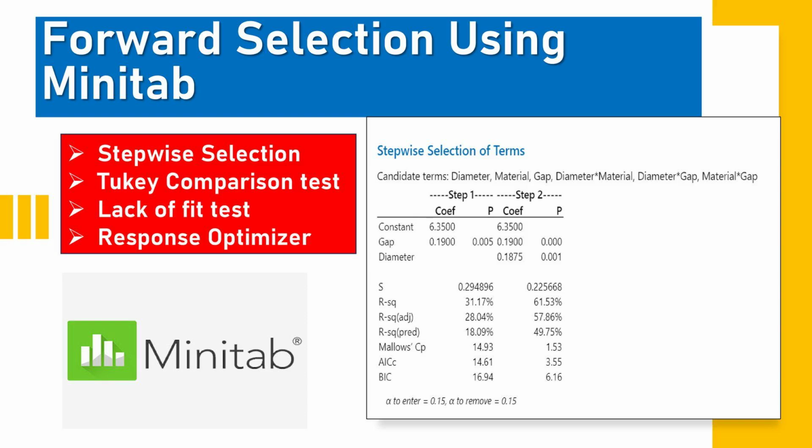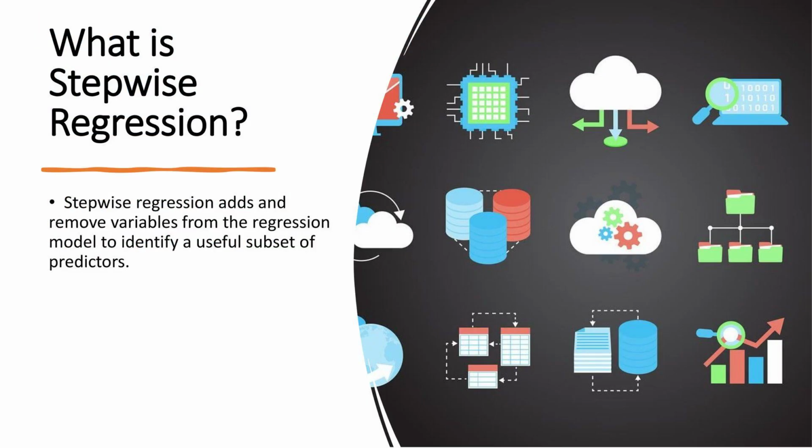Today, I would like to share about forward selection using Minitab. Getting insights into stepwise selection, Tukey tests, lack of fit test and response optimizer techniques. Stepwise regression adds and removes variables from the regression model to identify a useful subset of predictors.